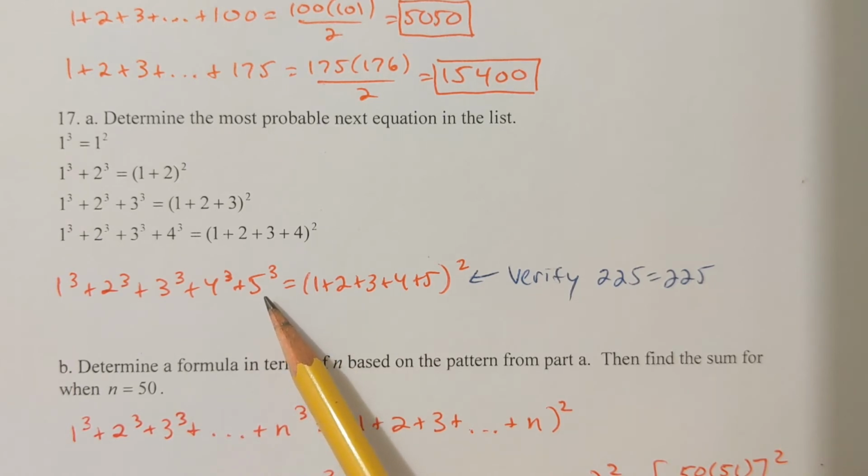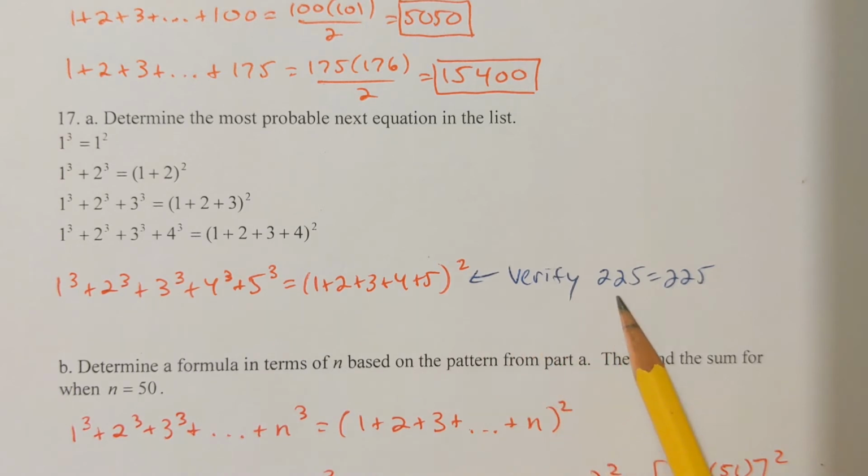So if I take 100 plus 125, I get 225. And over here, 1 plus 2 plus 3 plus 4 plus 5 is 15. 15 squared, 15 times 15, should also give you 225. Okay, so that is true.